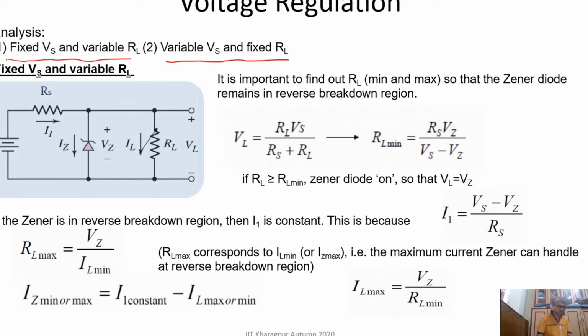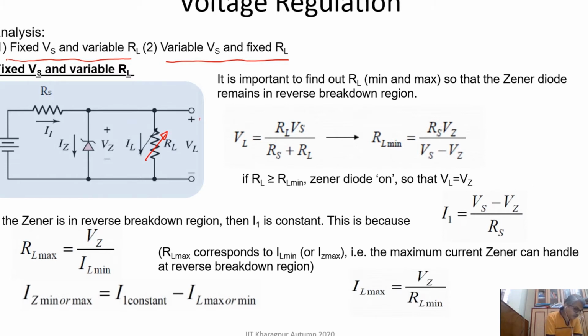So there can be two cases, but in both cases we have to make sure that this VL is kept constant, because that's the ultimate goal of this block. So let's start with point number one, where we are assuming the input voltage is fixed, so Vs is fixed, whereas this RL is varying. We will see how this VL will remain fixed even if RL is varying.